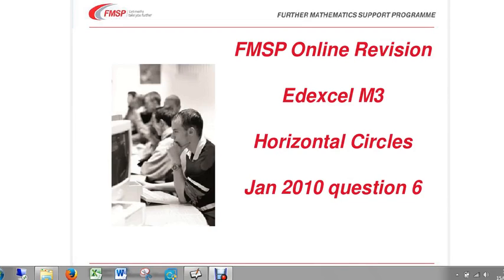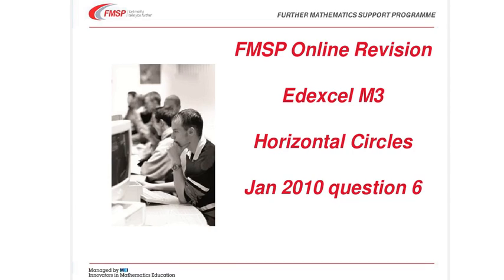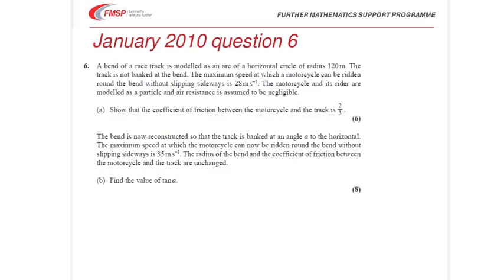Right, here we have a question on horizontal circles. It's Edexcel M3 January 2010, question 6. It's a question about a car going around a bend on a track. Firstly, a level track, and then secondly, a banked track. So make sure you've read the question carefully, and then when you're ready, resume the video.